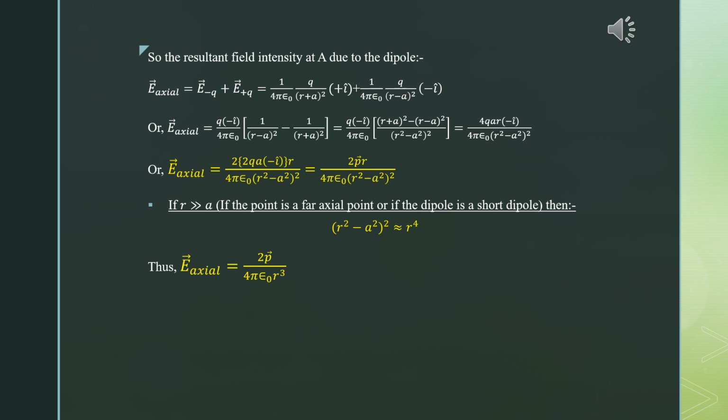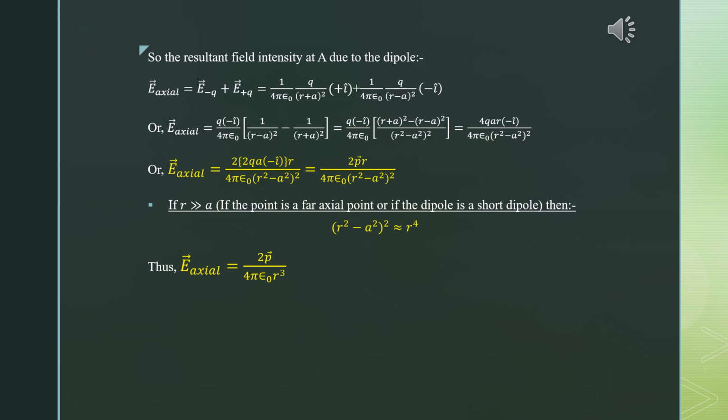Now if the point r is very large compared to a, that means it is a short dipole that we have learned in the third slide, or the field point is at a very large distance compared to the length of the dipole, then what will happen? Obviously a square will be negligible in comparison to r square. So the denominator is nearly equal to r square, squared, meaning r to the power 4. Putting back into the formula, r by r to the power 4 gives r cube. So E axial will be 2p by 4 pi epsilon naught r cube.